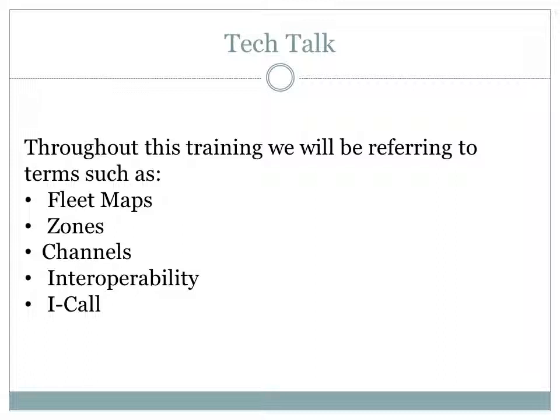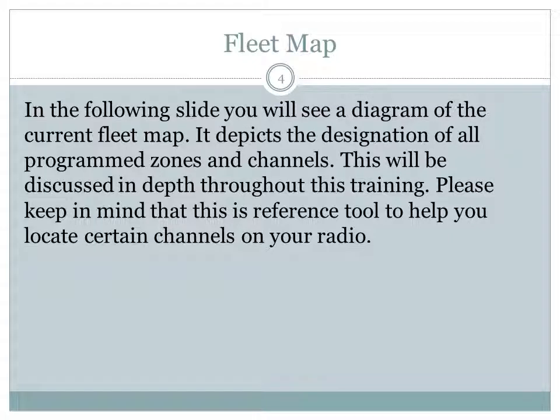Throughout this training, we will be referring to terms such as fleet maps, zones, channels, interoperability, and ICALL. In the following slide, you will see a diagram of the current fleet map. It depicts the designation of all program zones and channels. This will be discussed in depth throughout this training. Please keep in mind that this is a reference tool to help you locate certain channels on your radio.